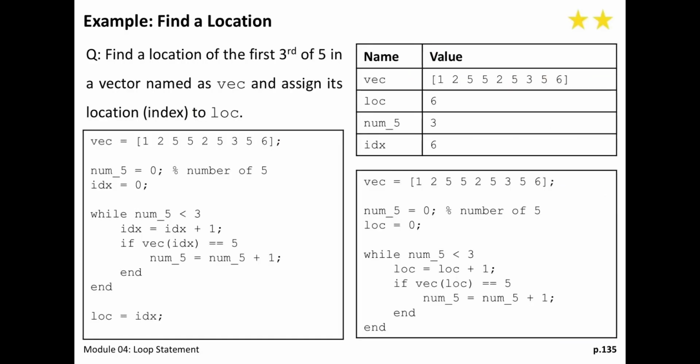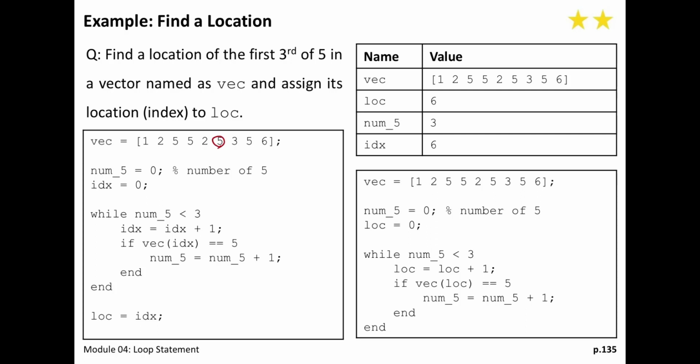Okay, so let's solve another problem. Find the location of the first third 5 in a vector and assign its location to LOC. It's not the first 3, it's the third 5. So in this case, this one, in the location. How to write this code?